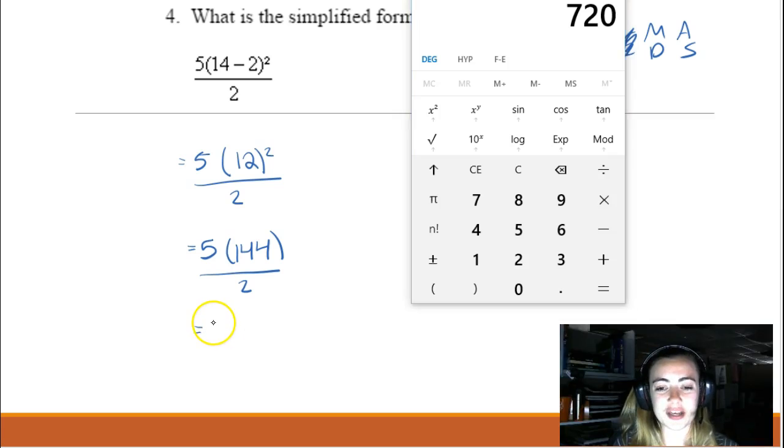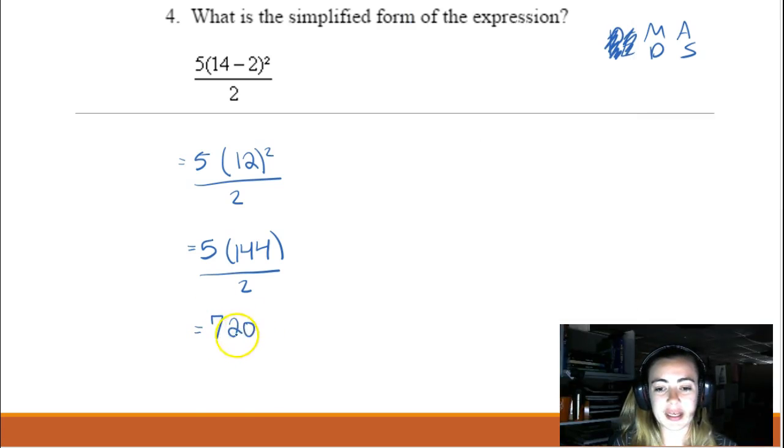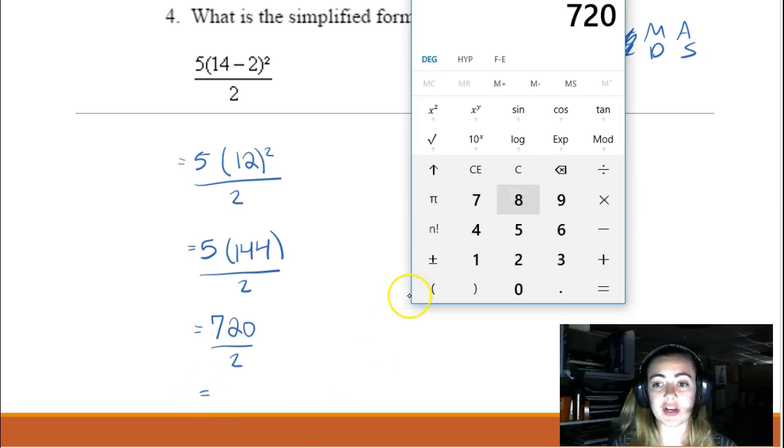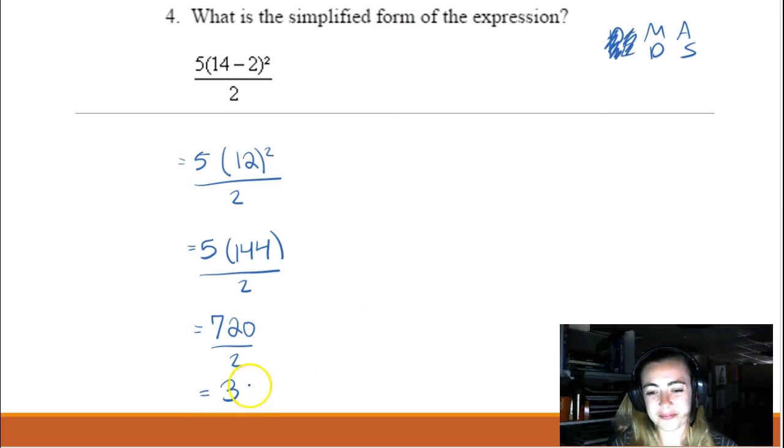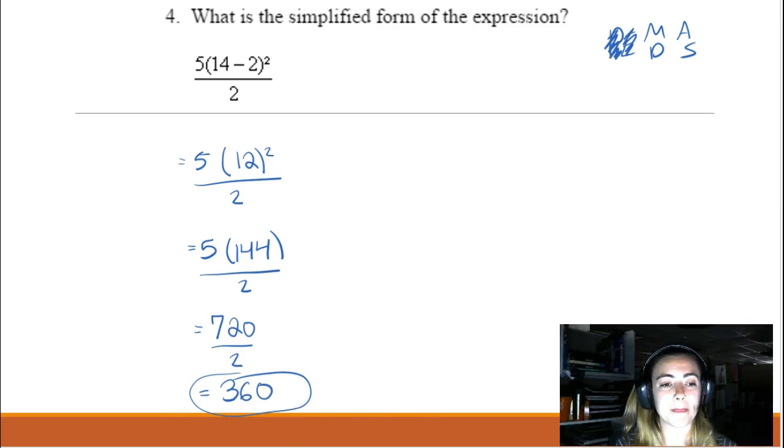That's 720 divided by 2. Again, if you don't know that off the top of your head, that's okay. I always suggest trying it first and then checking it with the calculator. So the final answer here is 360.